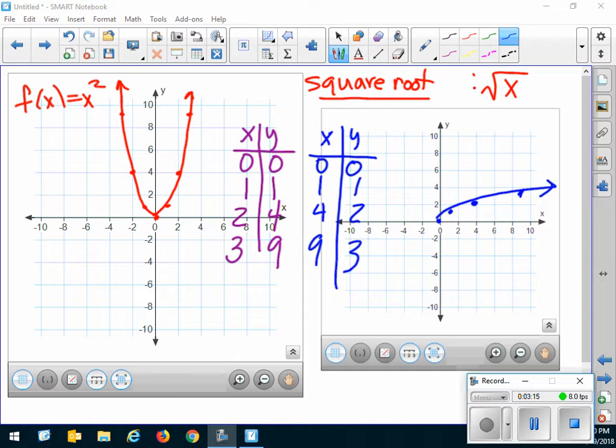Ladies and gentlemen, do you remember what it means for a graph to be a function? If a graph is a function, we know it passes something. For a graph to represent a function, the graph has to pass the vertical line test. You guys knew that. If we had the bottom, that would not pass the vertical line test. Remember the vertical line test.